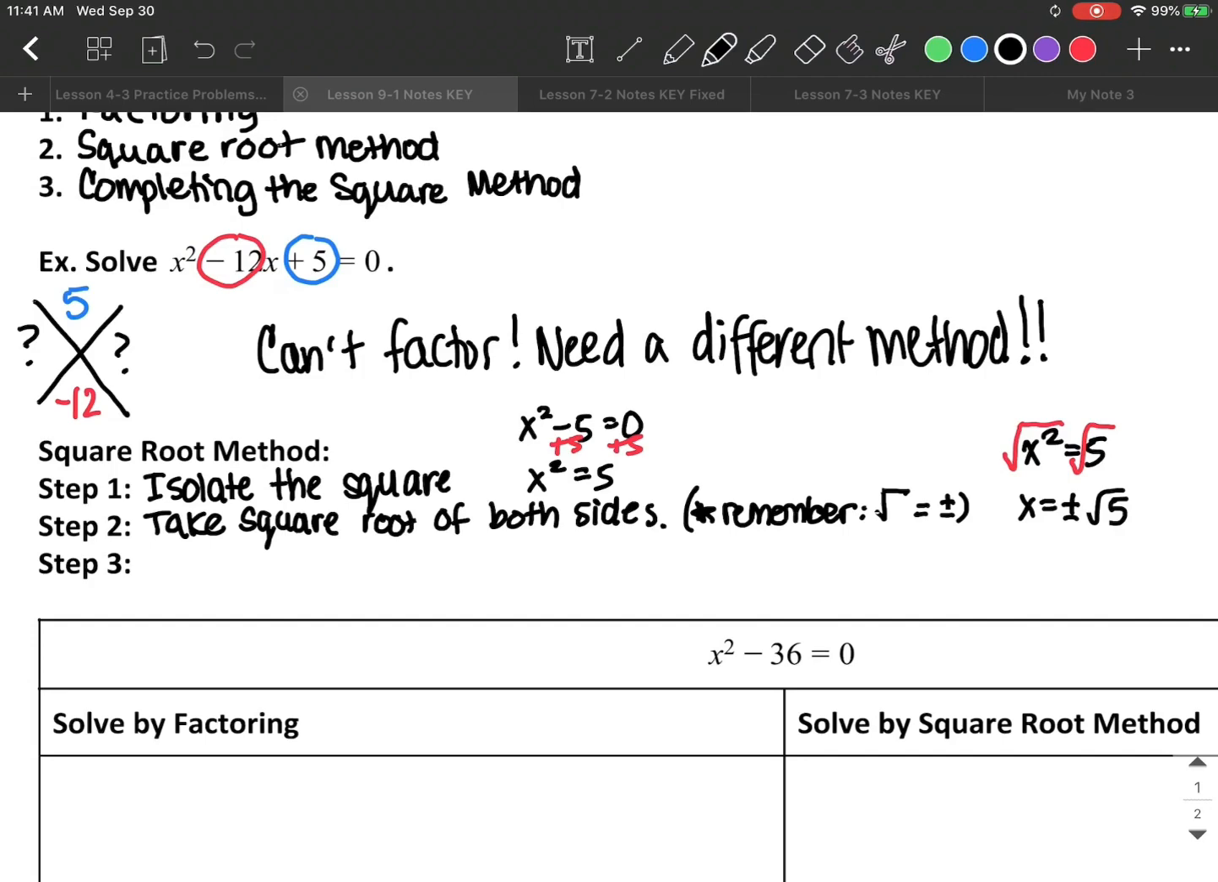And I leave it as the square root of 5 because the square root of 5 is irrational and can't be written as a terminating decimal, so I leave it like that. Step 3 is to simplify the expression if you can. This is already in simplest form, but if it's not, then you simplify the root or the expression. So we'll talk about that in a second.